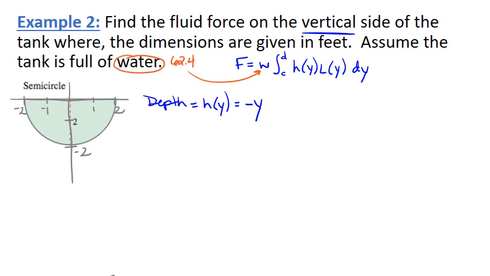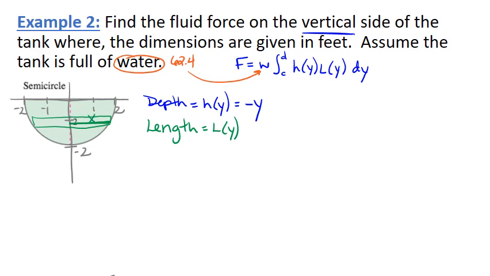Now the more tricky thing to come up with is the length, or L of y in this case. So the length varies. So if I have this rectangle in here, the length will be changing, okay? But it's important to notice that this is a semicircle. So this distance here from the y-axis over, this is an x value.